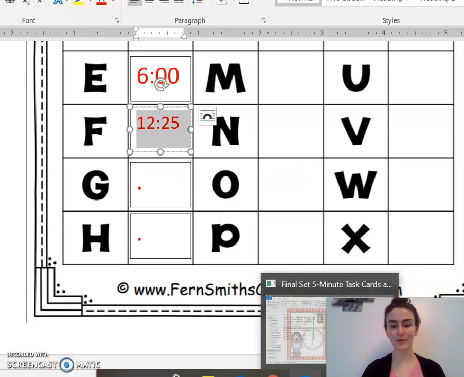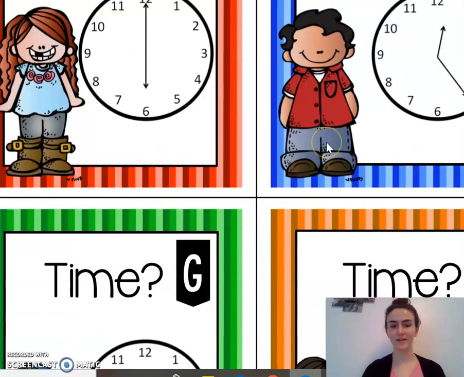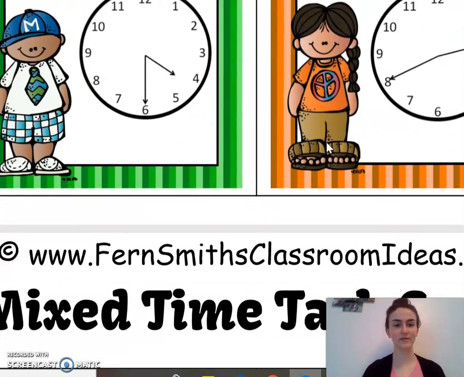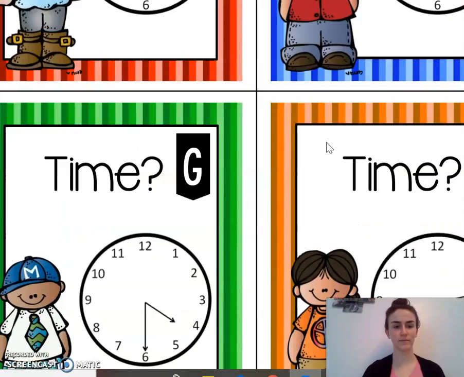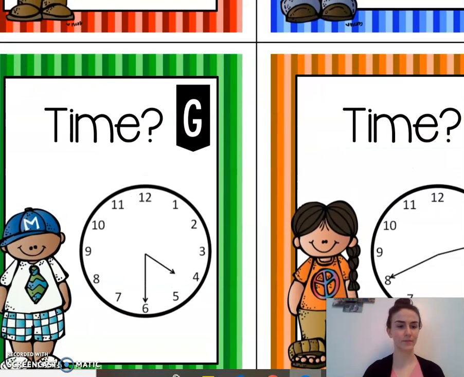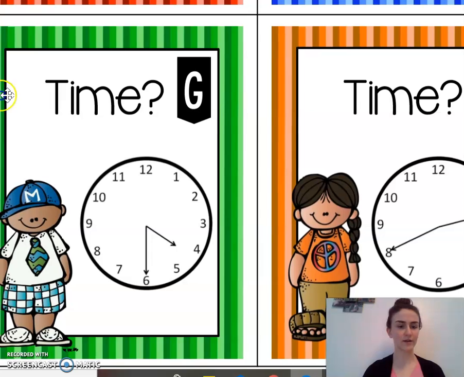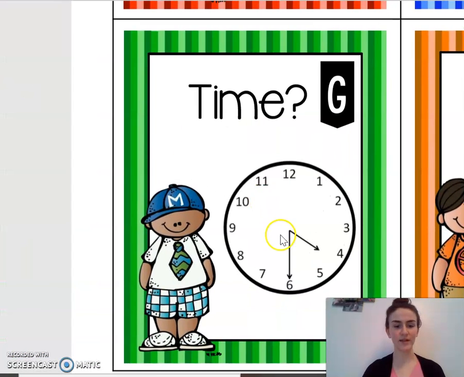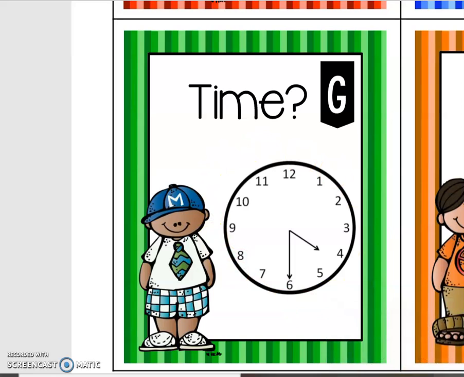All right, so now we're going to move on to letter G. All right, so this is letter G. So letter G here. So what time does it say here on letter G? What time is on that clock? Give you a minute to work on it.